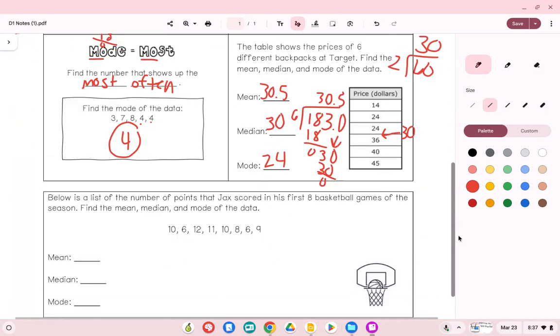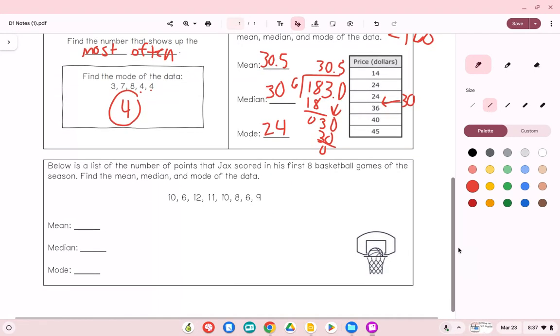All right, and then down here we have one more example. It says, below is a list of the number of points that Jack scored in his first 8 basketball games of the season. Find the mean, median, and mode of the data. All right, pause the video. I want you guys to try all 3 of these on your own. Try to find the mean, median, and the mode. So pause this and click play whenever you're ready to check it.